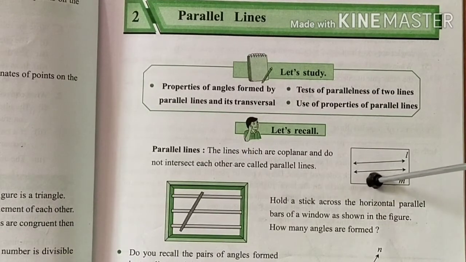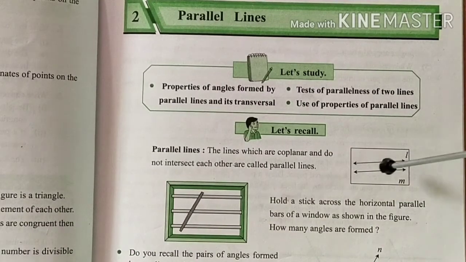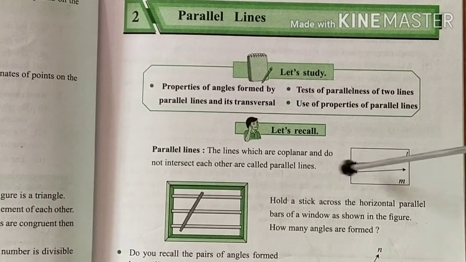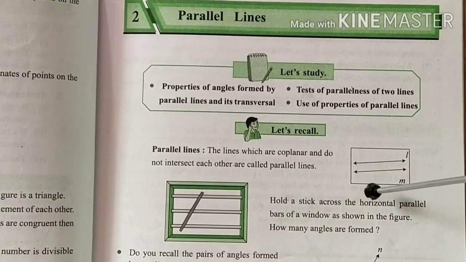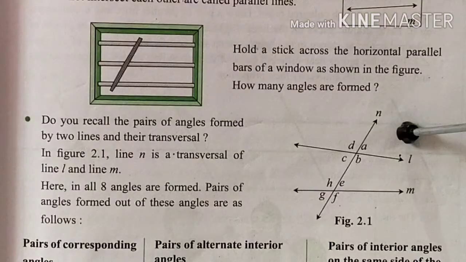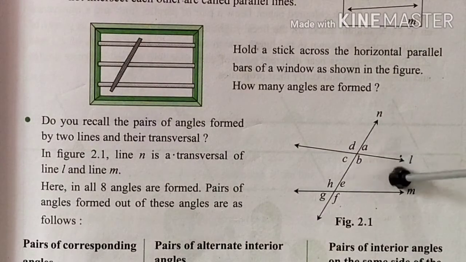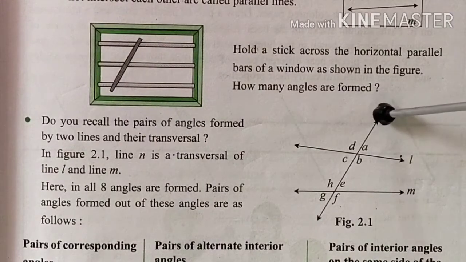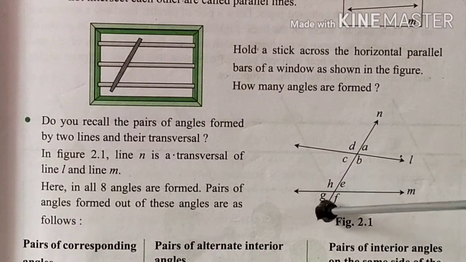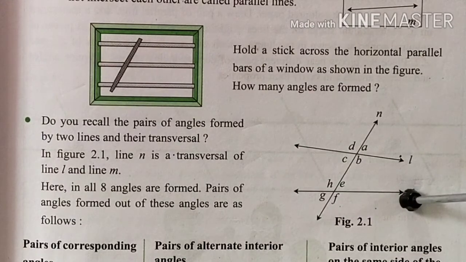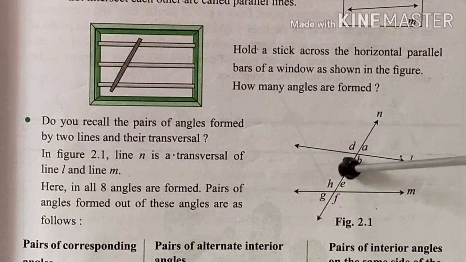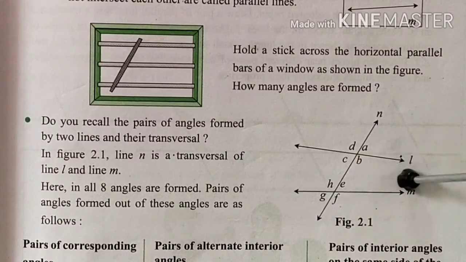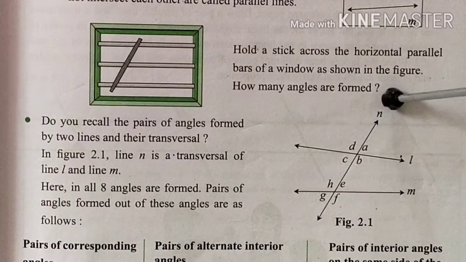Here we have two lines, and if these two lines do not intersect each other, as we extend both sides, in both directions, then these lines are known as parallel lines. Now as you observe, here we have two lines, line L and line M, and a third line N which intersects these two lines. Therefore line N, which intersects both lines, is known as a transversal.